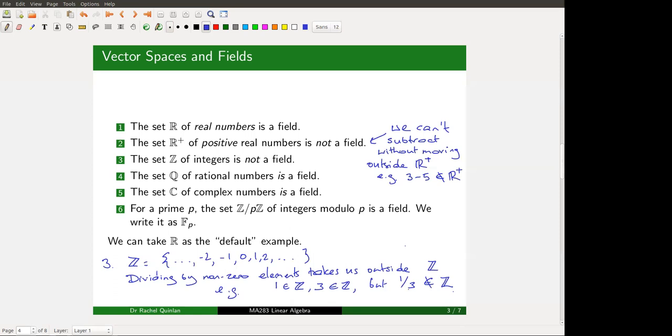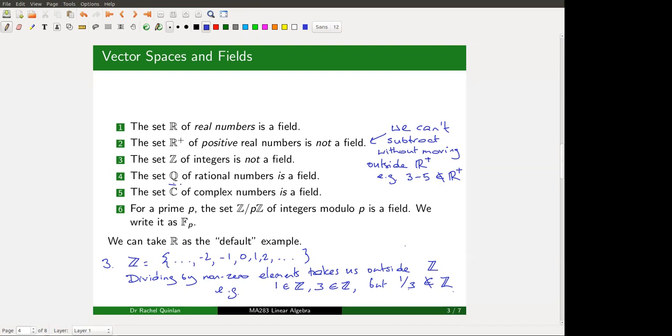Okay, the set of rational numbers is a field. So remember, rational numbers are fractions where the numerator and denominator are both integers, and the denominator, of course, is not zero. So things like 27 over 4, 211 over minus 15, and so on. So the set of rational numbers, which is denoted by Q, is a field. And that's a very good working example of a field, probably the first one that we all knew about.